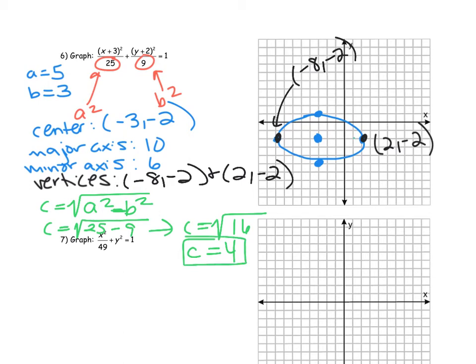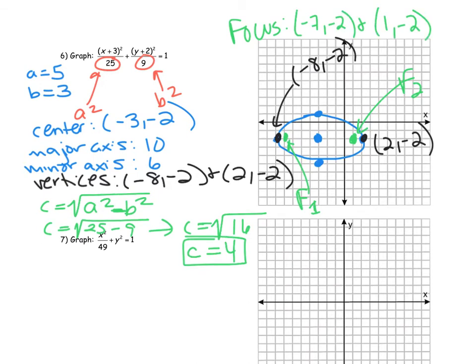1, 2, 3, 4. There's one of the foci. And I'm going to travel 4 units to the left from the center. There's my other focus. Awesome. So let's write down those coordinate points. The focus coordinate points are going to be at -7, -2, and 1, -2. And I believe we have answered every single component of this question.